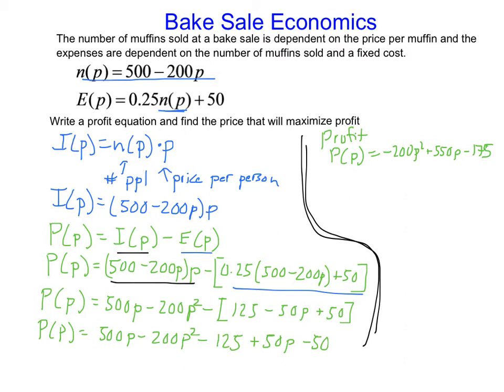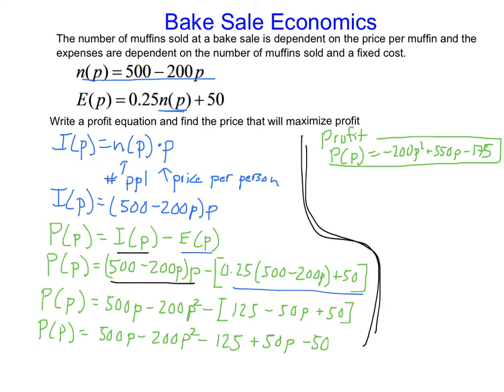So this is gathering like terms. The 500 and the 50 makes 550. And then we can add together those other things, get minus 175. So if it's free, we're losing $50 here, and we're losing a quarter for each person that shows up, or each muffin, and that's 500 muffins if they're free. So that's a sizable chunk of money. And somewhere we're going to maximize profit.